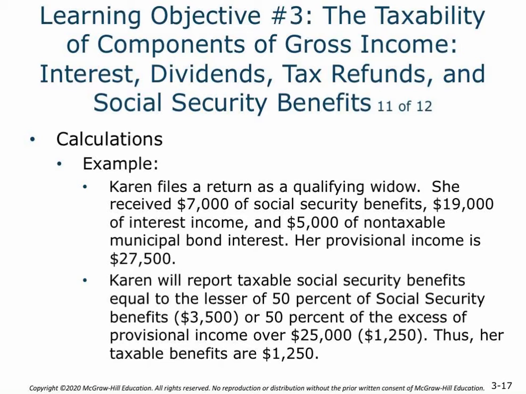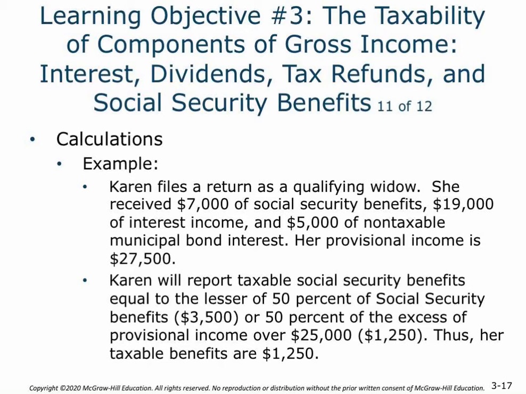So if Karen files, first of all, if Karen is a qualifying widower, she receives $7,000 of Social Security benefits, $19,000 of interest income, and $5,000 of non-taxable municipal bond interest. Her provisional income is going to be $27,500. We get that by $19,000 plus $5,000, which is $24,000, plus half of the $7,000, so $24,000 plus $3,500 to get $27,500.